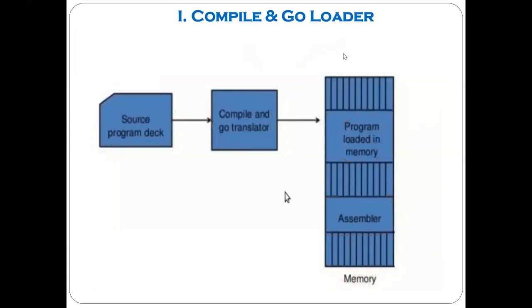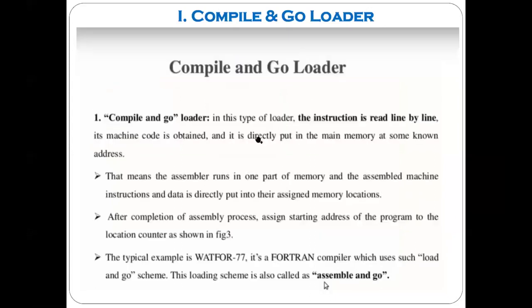So that is the main thing related to the compile and go loader, which I have mentioned here. You can see compile and go loader. In this type of loader, the instruction is read line by line, its machine code is obtained, and it is directly put in the main memory at some known address. So what do we mean by this? That means the assembler runs in one part of the memory, and the assembled machine instructions and data are directly put into the assigned memory location.